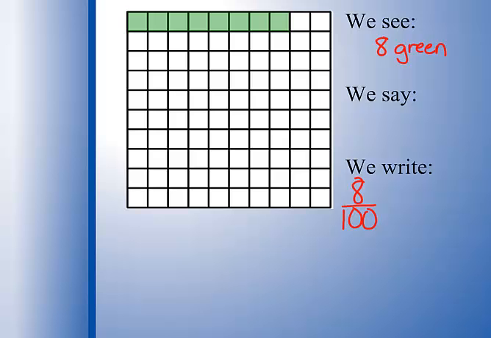In order to write this as a decimal, we have to know the place value. We know we don't have any whole numbers, so 0, the decimal. We don't have any tenths because we don't have 10, so that is going to be a 0 in the tenths place. And we have 8 in the hundredths place. We say 8 hundredths. Again, notice the THS. The THS always tells us it's a place value in the decimals.